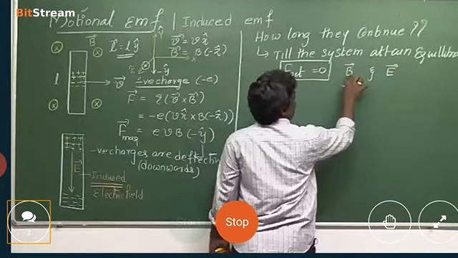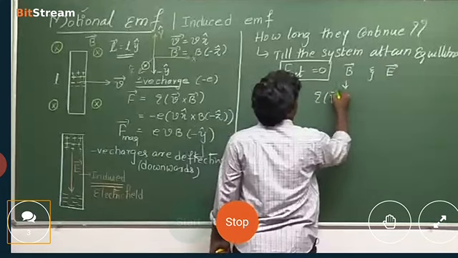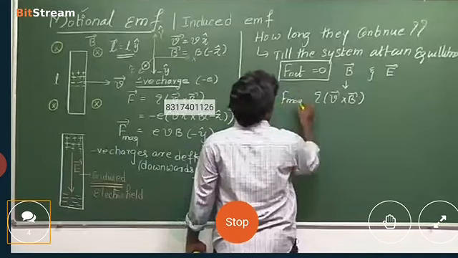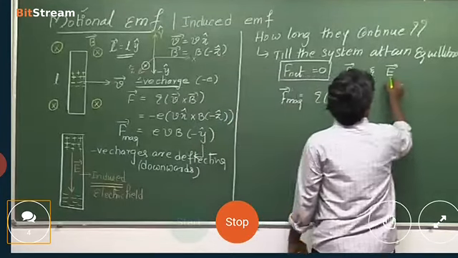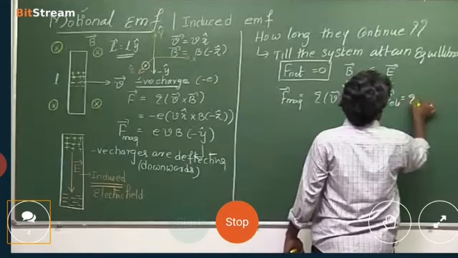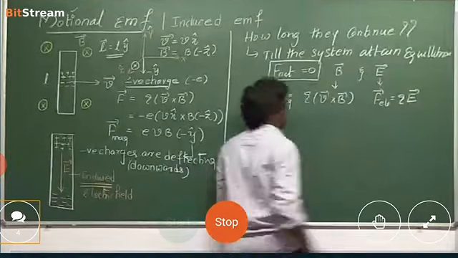Could you please tell me what is the force due to this? Q into V bar cross B bar. This is the F magnetic. I hope you are listening. And what is the force due to electric? F electric is equal to QE bar.